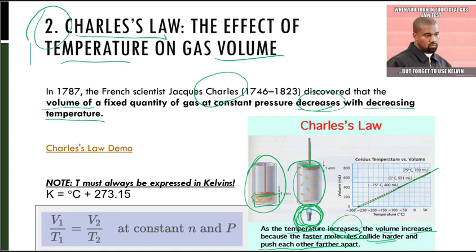The last one, Boyle's law, was an inverse relationship. As the pressure increased, the volume decreased. Here, when the temperature increases, the volume also increases. When we're looking at this law, here's our equation: V1 over T1 equals V2 over T2. Having a constant number of particles, we're not increasing our number of particles, and we're not changing the pressure, so that's at constant moles and pressure.